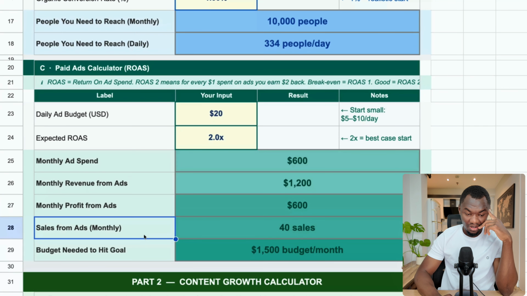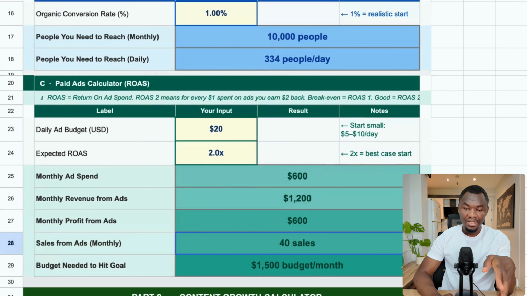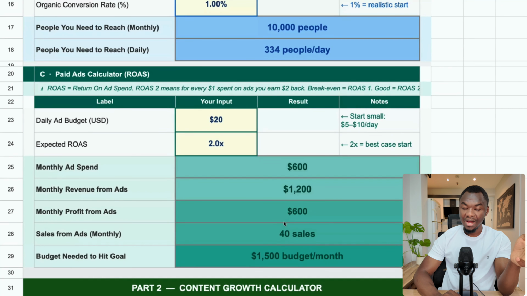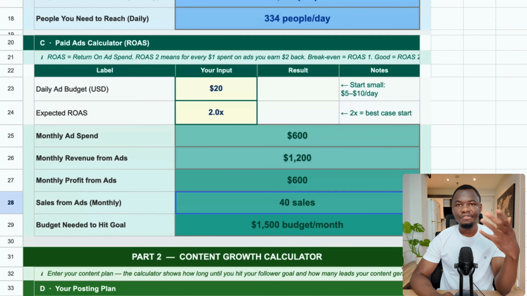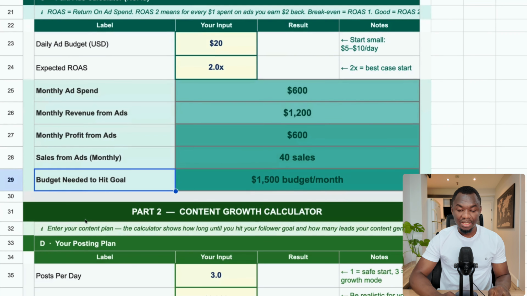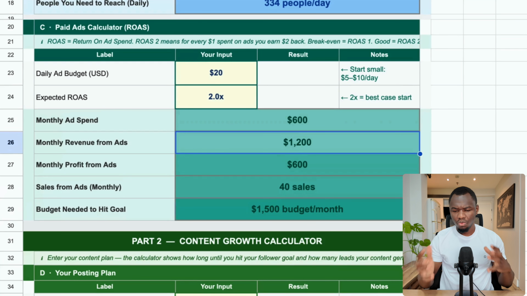Now, for monthly sales from ads, we're going to make 40 sales just from this. In total, we are trying to make how many sales? 100 sales. So if we make 40 sales from ads alone, it means the other 60 could be catered for by organic sales, which I totally believe in, where you're able to push out more content and let a lot of people know about your existence. That brings in quite a lot of powerful sales and great numbers. Now, the budget needed to hit this goal is 1,500 per month. So on a monthly basis, we're going to spend at least 1,500 per month before we can reach our 1,200 or whatever sales rate we're trying to do.